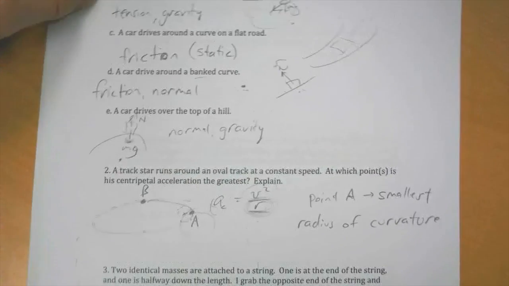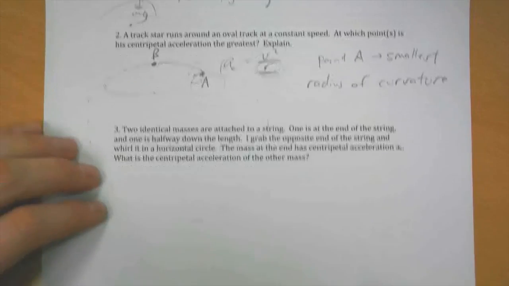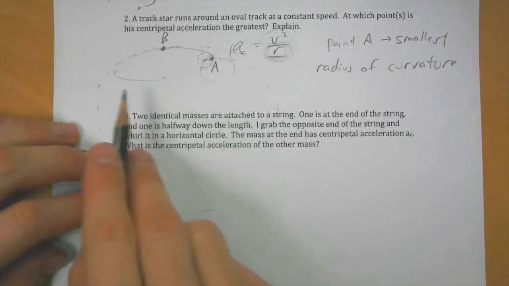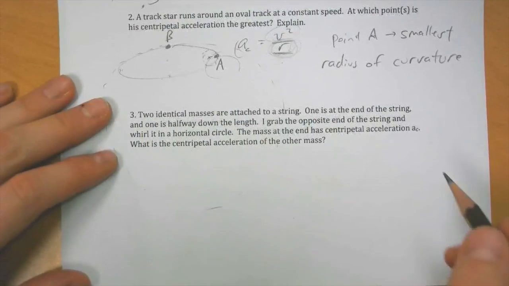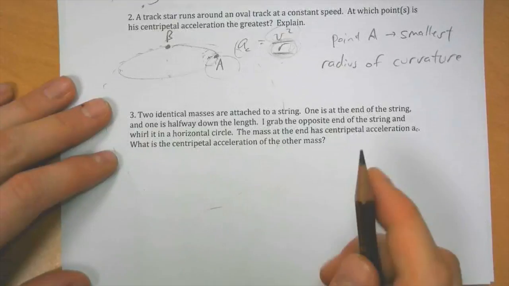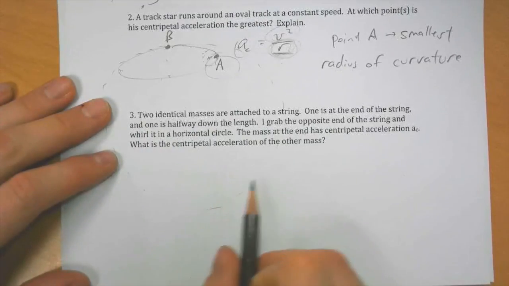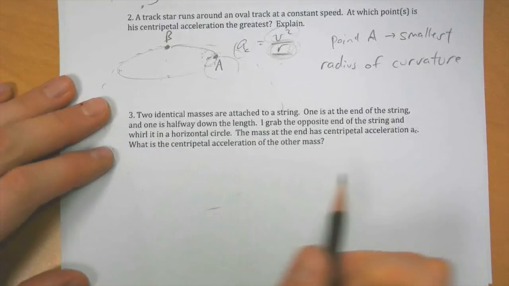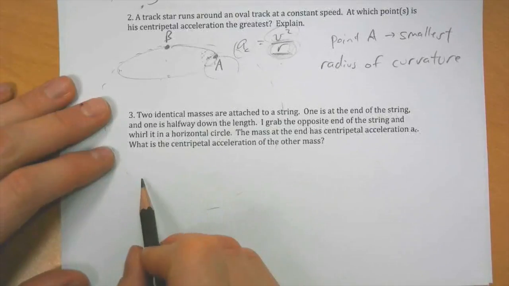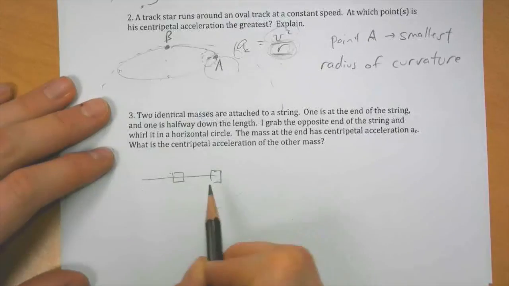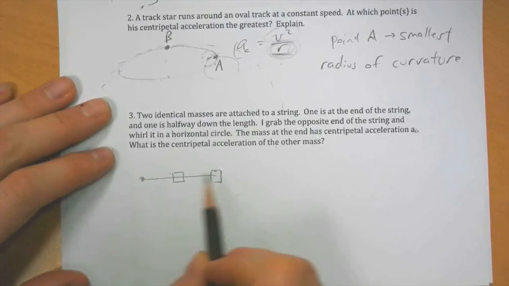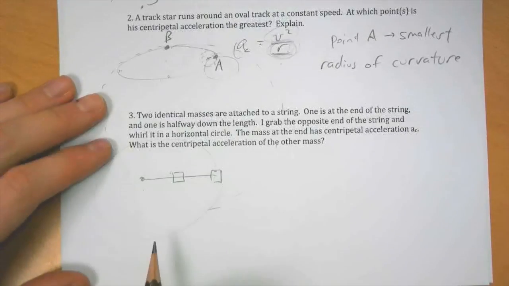Now this next question kind of winds up seeming the opposite of this, and I'll explain why that is. So 2 masses are attached to a string. One is at the end of the string, one's halfway down. Whirl it around in a circle. What's the acceleration of the other one? So masses attached to a string, and then we go around in a circle.